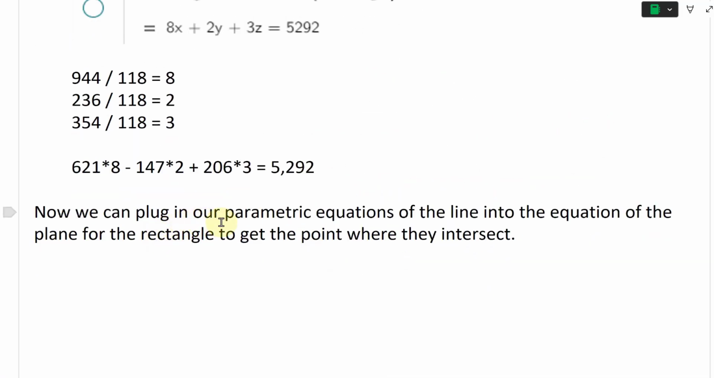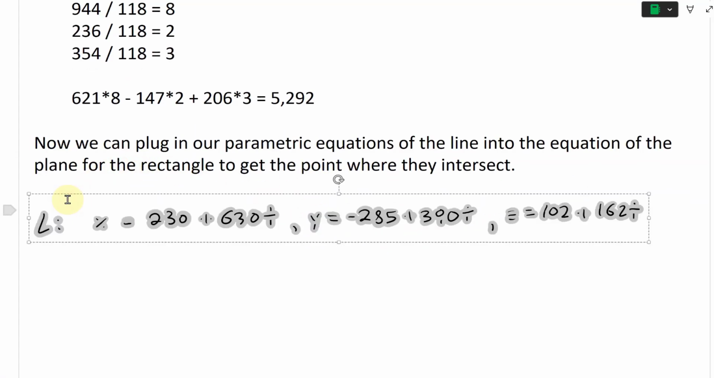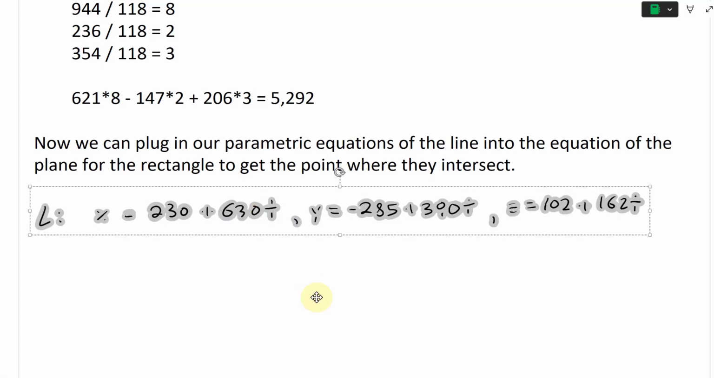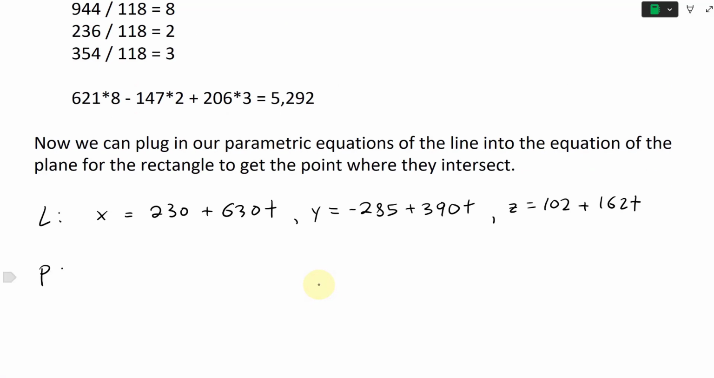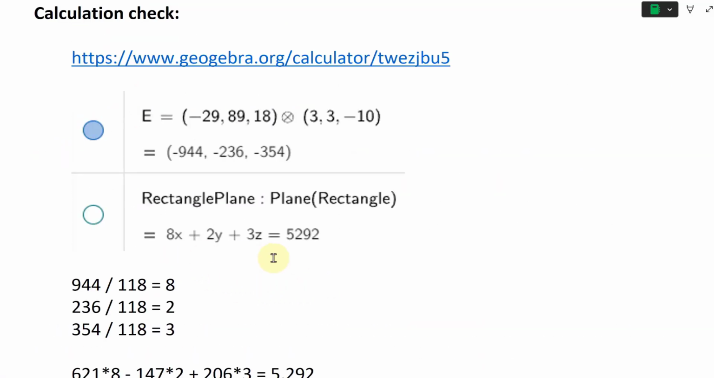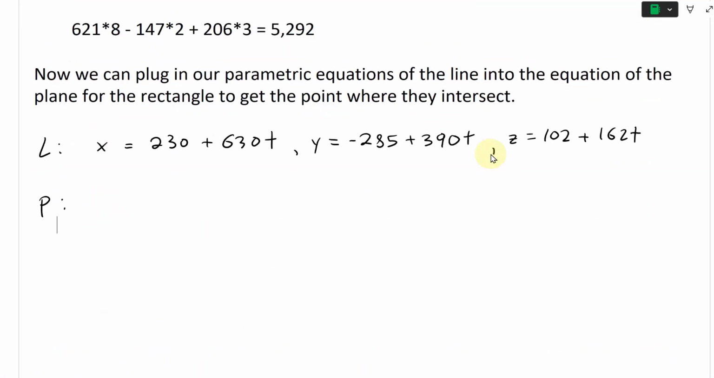Anyways, so now we can plug our parametric equations of the line into the equation of the plane for the rectangle to get the point where they intersect. Now here I had copied and pasted this. This was our equation of a line from earlier. All right, so that's our line, and now our plane is going to be this: 8x plus 2y plus 3z equals 5292. So let's plug those inside.